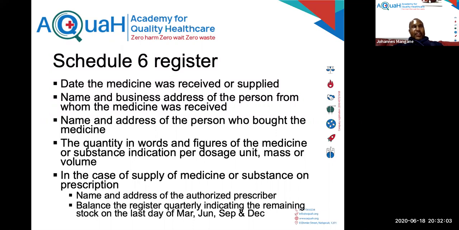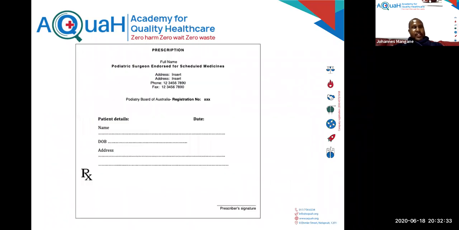The other thing about Schedule 6 is that you cannot repeat the prescription. Every time you need to refill your medication, you need to get a new prescription. So if you get a prescription for Schedule 6 medication with repeats, you just issue the first one and the other ones you write off. You can't issue it again from the same prescription. So we'll look at a prescription.